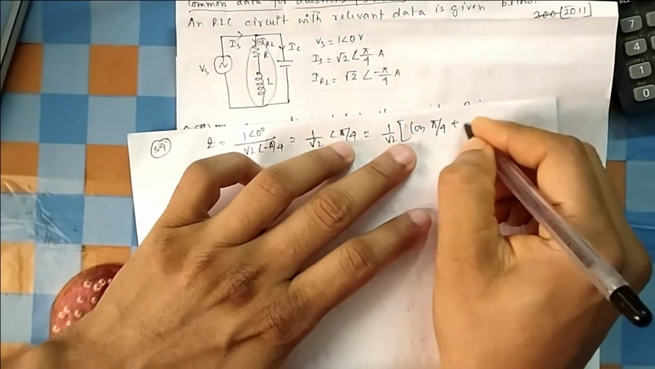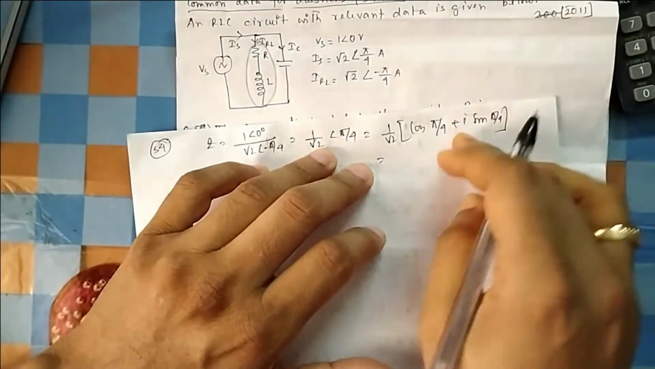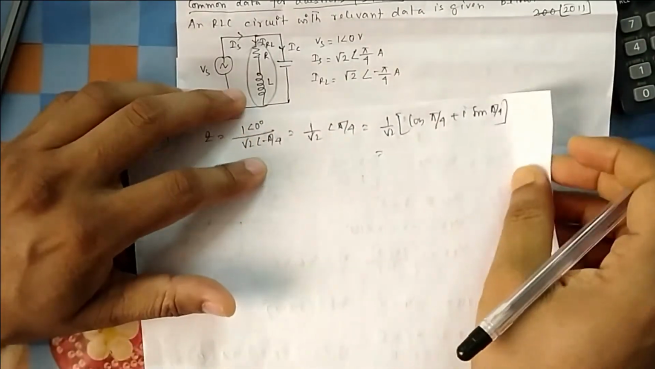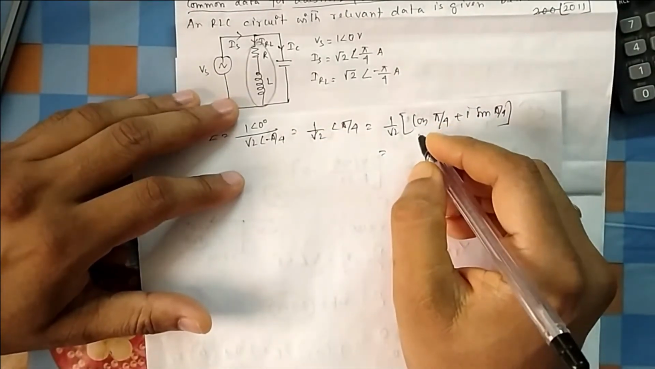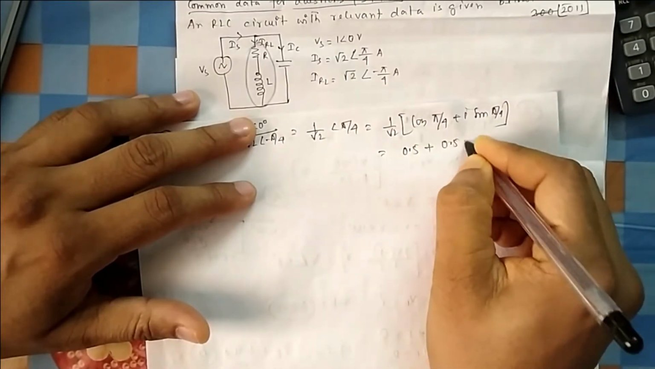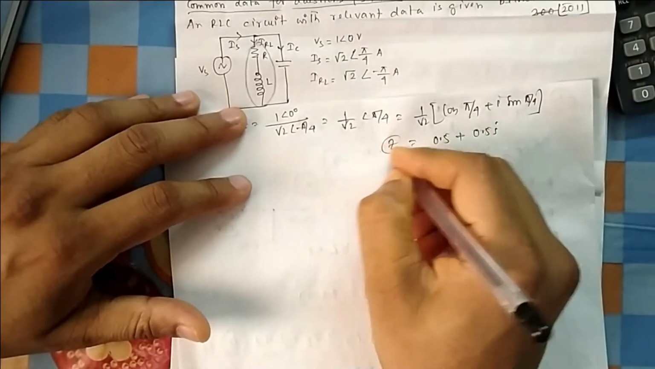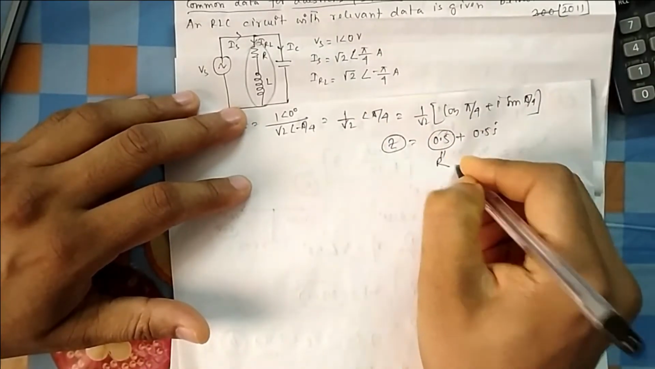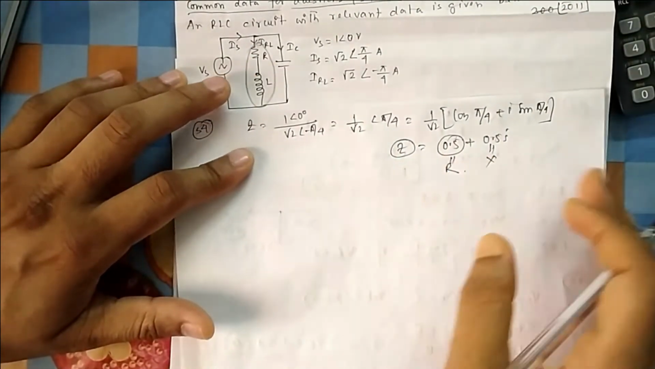It is cos pi by 4 plus j sin pi by 4. Because directly with a scientific calculator you can do it, but with the on-screen calculator you may not directly convert from polar to rectangle. So cos pi by 4 is 1 by root 2, so it will be 1 by root 2 times 1 by root 2, which is 0.5, and it is 0.5 also for the imaginary part. So now you can see, if this is my Z, then this is given as R, and this is given as X, that is your XL. So now you can easily find it out.